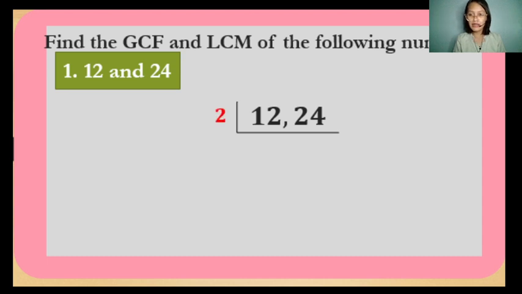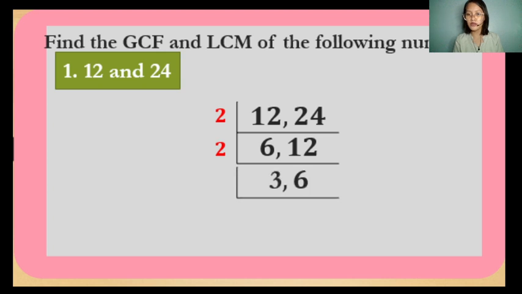So, in that case, we're gonna use 2 as a divisor. Then, divide 12 and 24 by 2, makukuha natin ay 6 and 12. Again, repeat the process until wala na tayong makuhang common prime factor other than 1. So, kapag na-repeat natin yung process, we may use 2 again. And then, divide 6 and 12 by 2, we're gonna get 6 and 3.